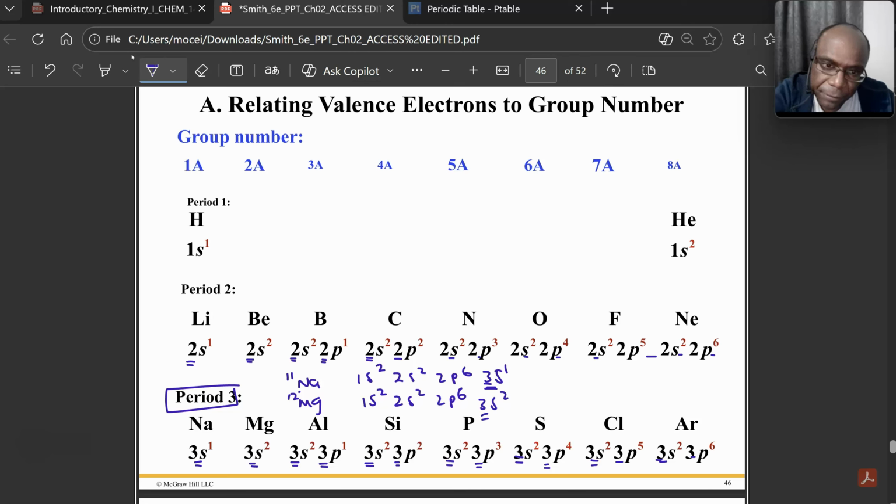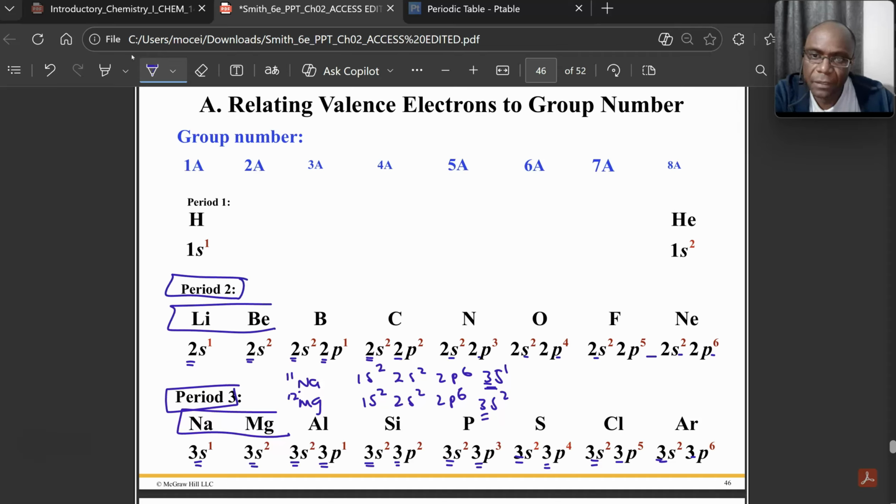Notice the 3. So sodium and magnesium and aluminum, all of them will end up in the third shell. It's the same process to determine why these are all in the second period. For hydrogen and helium, this is 1s1, this is 1s2. They are all ending with the first shell, so they're in the first period.